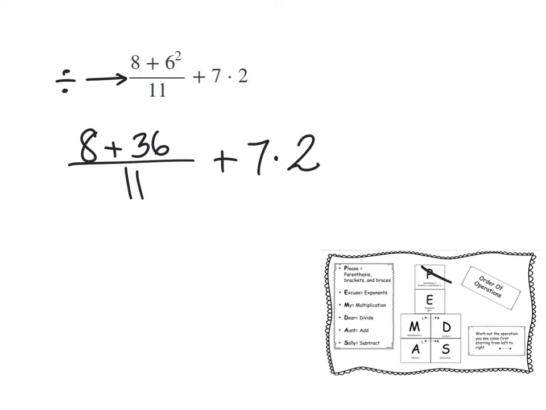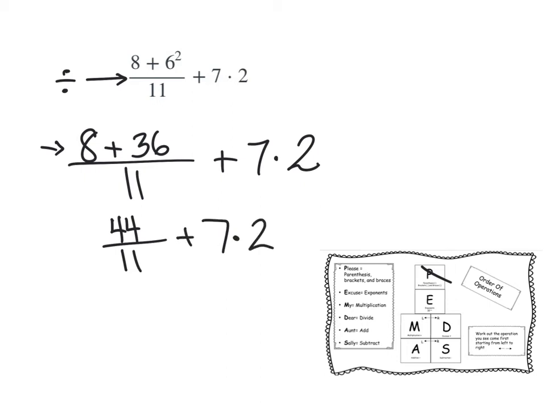In order for me to do this division, I need to figure out the value of that top part of my division problem. So even though you might be thinking you shouldn't be adding yet, I can do that addition right now to get that as my number. So 8 plus 36 is 44.